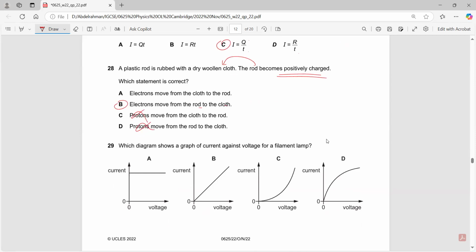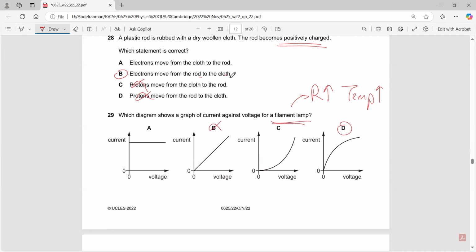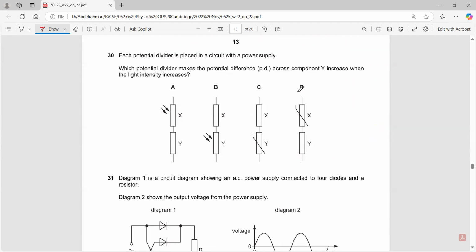Voltage for a filament lamp. What happens to resistance? Basically, the resistance increases. Why? Because the temperature increases. Resistance increases. And we said before that as the resistance increases, the voltage increases. So it will curve towards the voltage axis. B is not a filament lamp. B is an ohmic resistor. It's a fixed resistor.